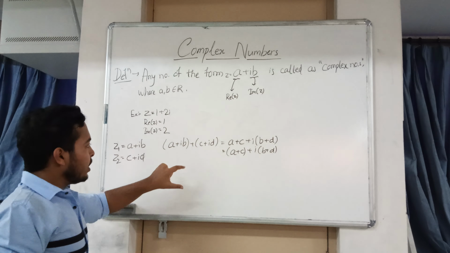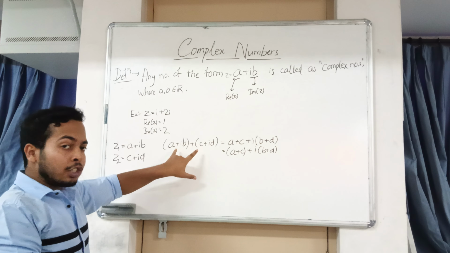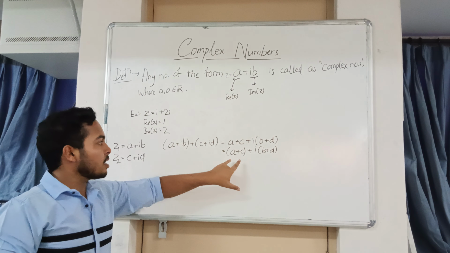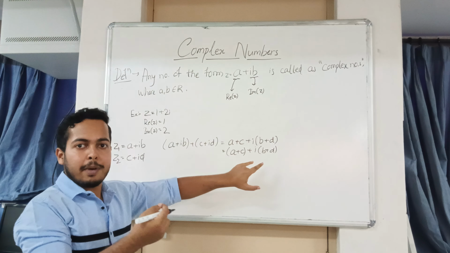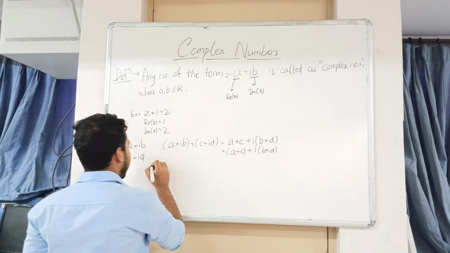So from here we see that the addition of two complex numbers is the sum of its real parts plus i times the sum of its imaginary parts. Okay, let's take an example.